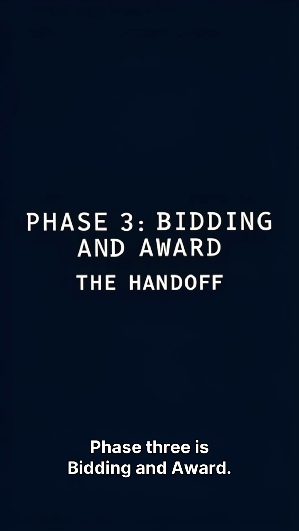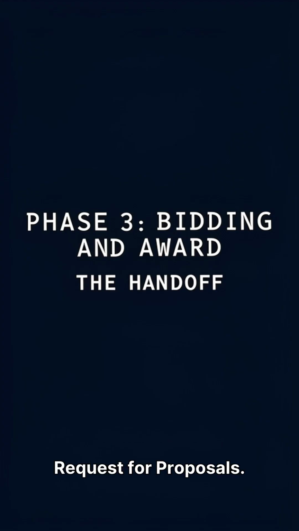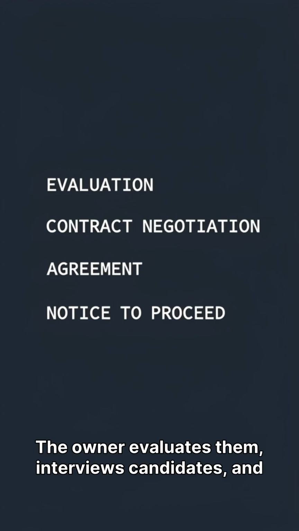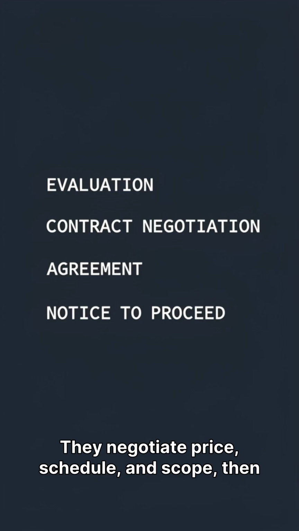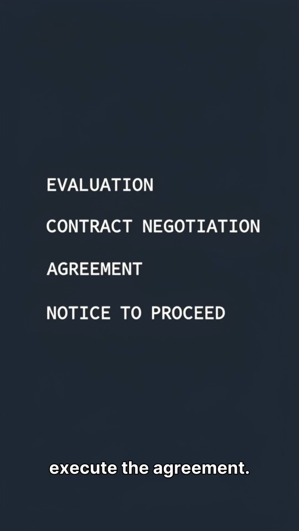Phase 3 is bidding and award. This is the handoff. The owner issues bid documents or a request for proposals. Contractors respond. The owner evaluates them, interviews candidates, and selects one. They negotiate price, schedule, and scope, then execute the agreement. The outcome is a signed prime contract and a notice to proceed. After this phase, control shifts. The contractor is now in the driver's seat for everything on site.